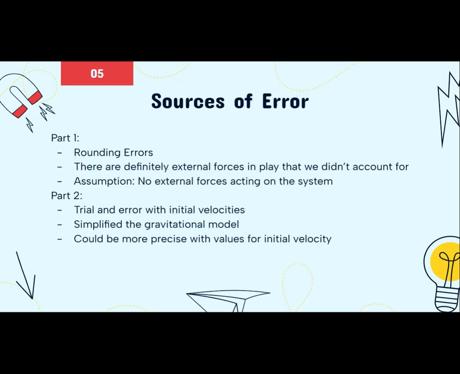So, what are some sources of error? Well, there are definitely some external forces in part 1 that we didn't account for, because our assumption was that there are no external forces acting on the system. For part 2, achieving that figure 8 orbit was largely a process of trial and error with initial velocities, and finding the exact perfect initial velocity for a stable specific orbit like a figure 8 is computationally intensive and often requires numerical optimization methods beyond simple guessing.